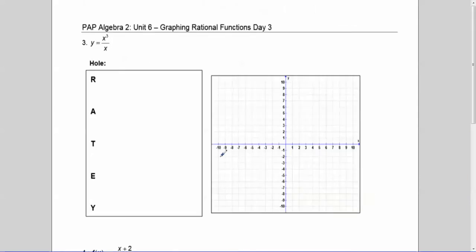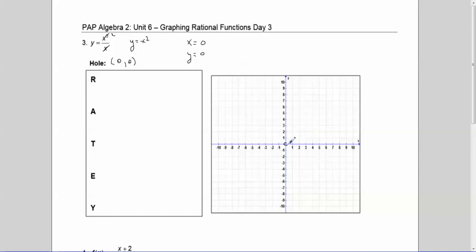Alright, number 3. On this one we have a common factor of x in the numerator and the denominator. So we can use our properties of exponents to reduce this to x squared. So our simplified function is y equals x squared. Our hole occurs where the original function is undefined, so where the denominator x equals 0. And our y value at this point is going to be y equals 0 squared, or just y equals 0. So our hole occurs at 0, 0.